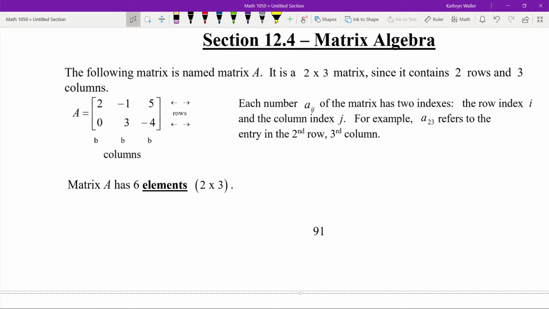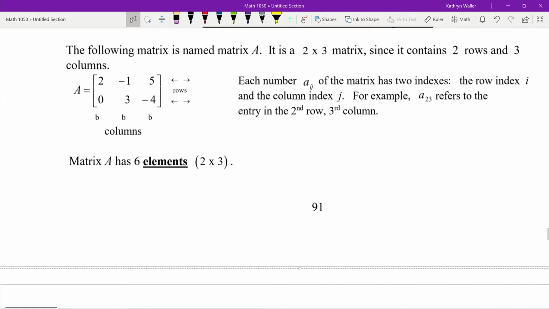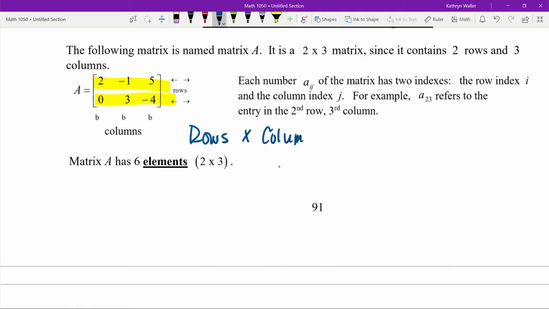Okay, so look at this matrix A right here, okay? So you guys, rows go like this. Look, this is a row and this is a row. So this thing has 2 rows. When you give the size, you go like this, you guys. You go rows by columns is how you do this.